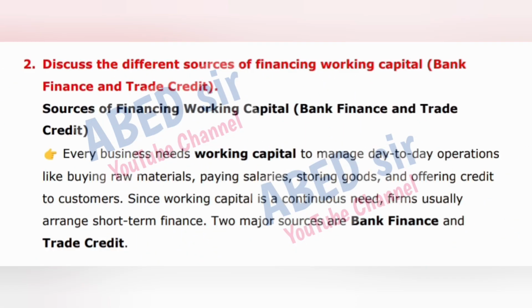Next important long question is: 2. Discuss the different sources of financing working capital, bank finance and trade credit. Every business needs working capital to manage day-to-day operations like buying raw materials, paying salaries, storing goods, and offering credit to customers. Since working capital is a continuous need, firms usually arrange short-term finance. Two major sources are bank finance and trade credit.